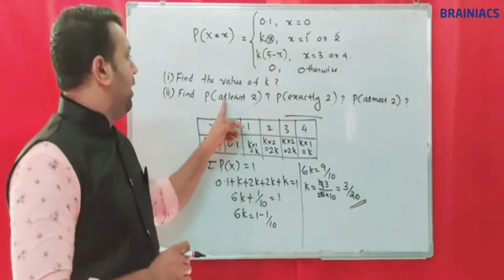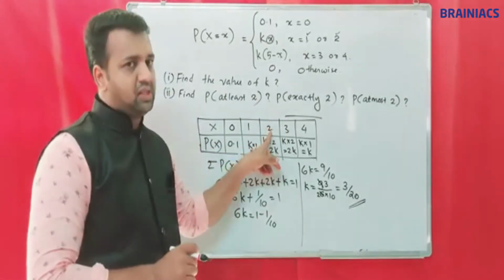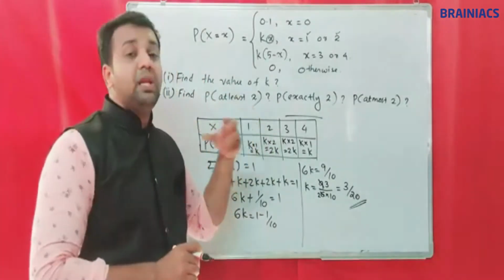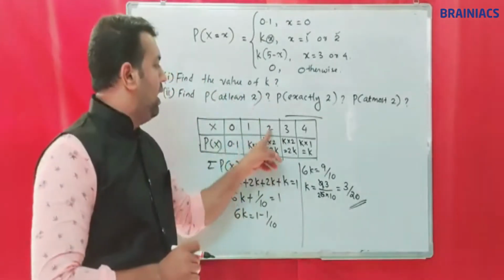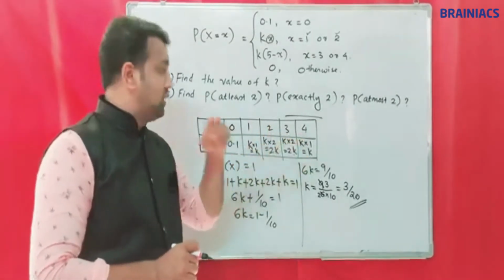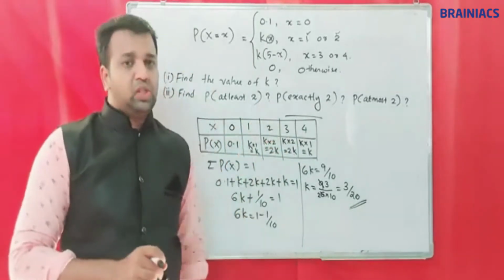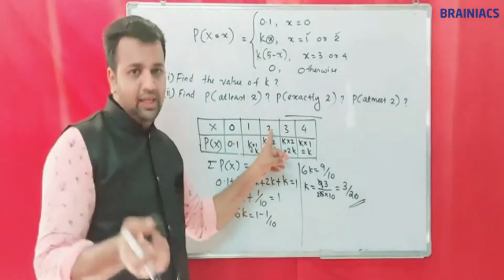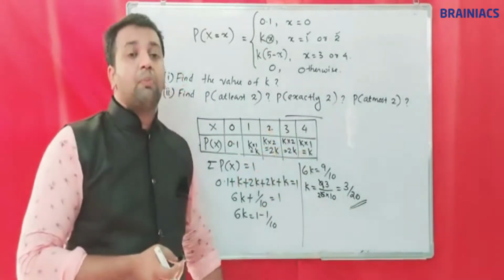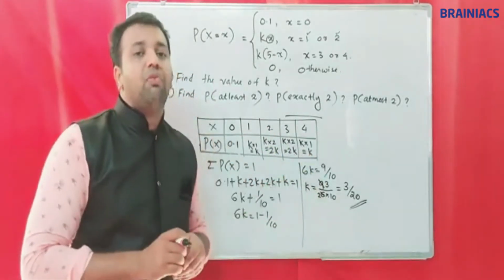Then we have to find out P of at least 2. At least 2 means the value is minimum 2. Sorry, I said maximum before; the value is minimum 2. The value of x will be 2, 3 and 4 because the minimum value of x is 2, and the value will be increasing from 2. So we get x equal to 2, 3, 4. So the probabilities are 2k, 2k, 2k. All the probabilities add to get 5k.